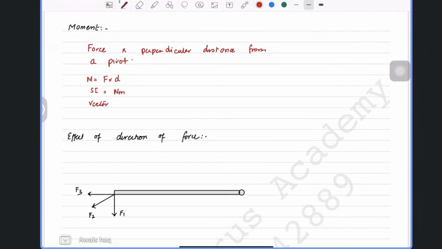The reason why it is a vector quantity is that a moment can be clockwise, like this, or it could be anti-clockwise, like this. So this is clockwise, anti-clockwise, and these are the two directions it has. That's why we consider it as a vector quantity. If you have any questions, please let me know.